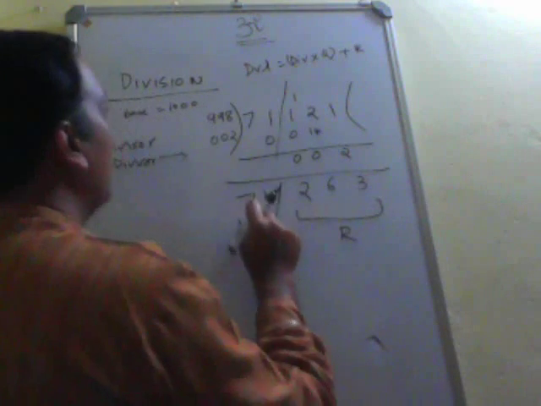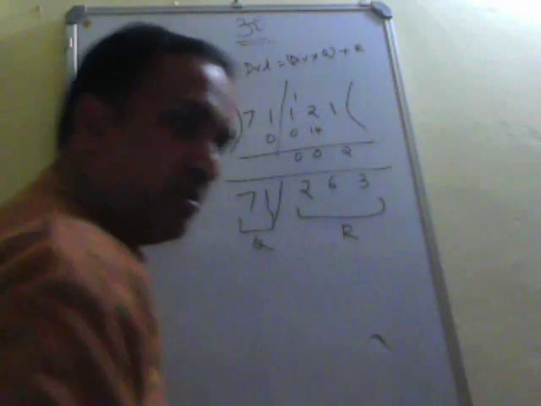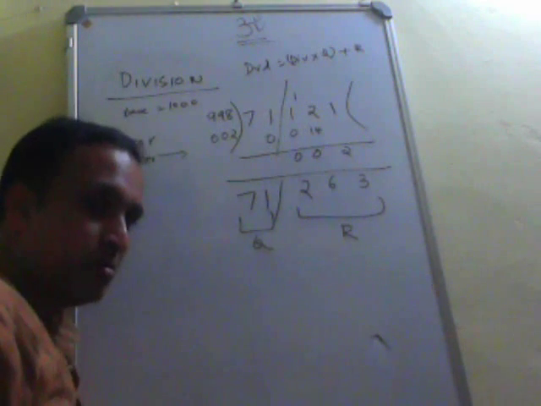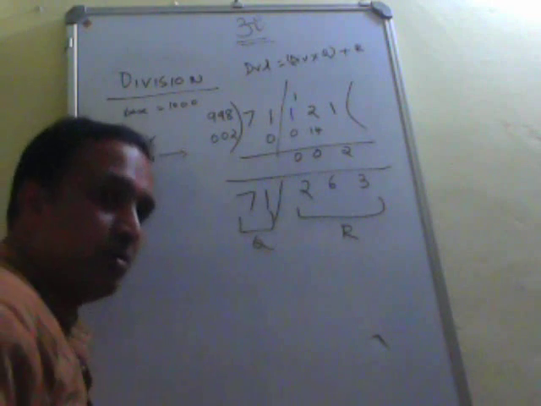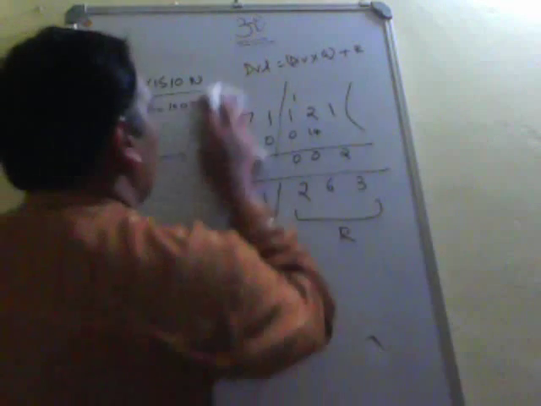So you say 71 into 998 plus 263 equals 71121. Okay. Correct. Now we will do the other case.